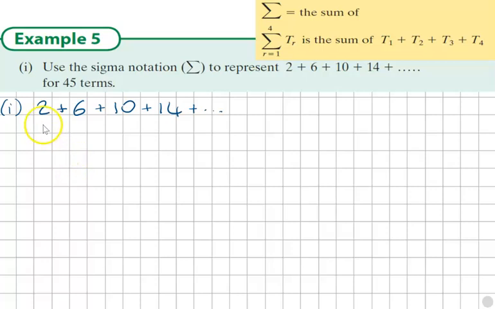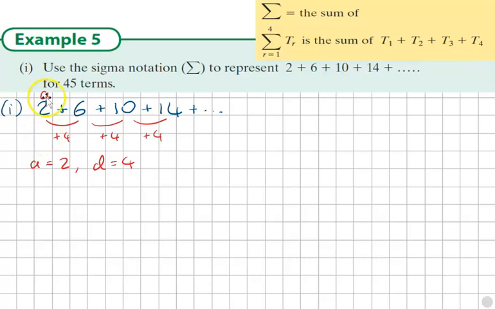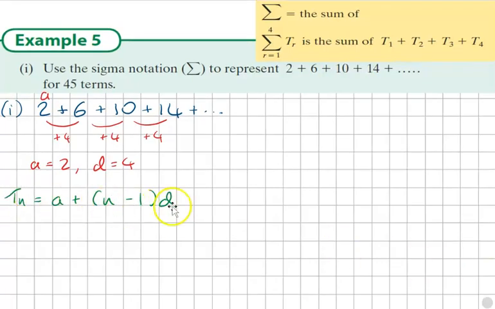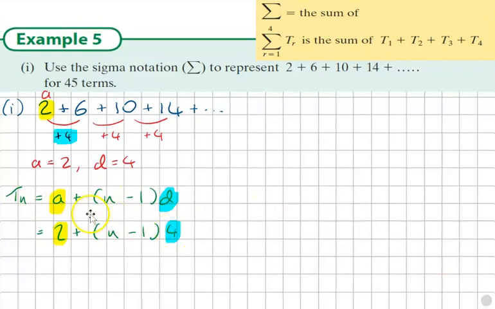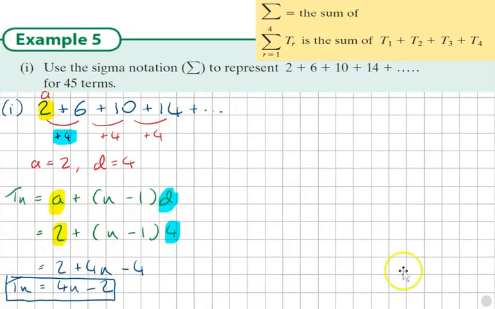So part 1, we're going to start with our sequence. So 2 plus 6 plus 10 plus 14 plus ... So we find A, the first term, which is 2, and the common difference ends up being 4. Then we write out Tn, our nth term formula, which is given in your formula book. Tn equals A plus n minus 1 times D. We replace A with 2 and D with 4. And then we multiply out the brackets and simplify, so we get Tn equals 4n minus 2.